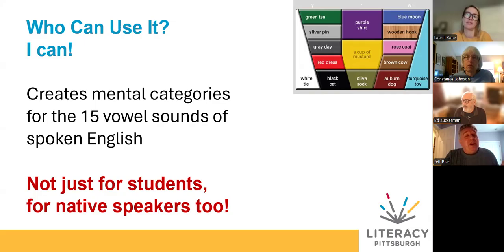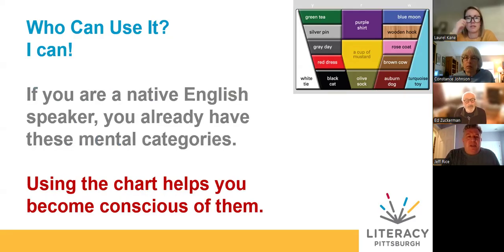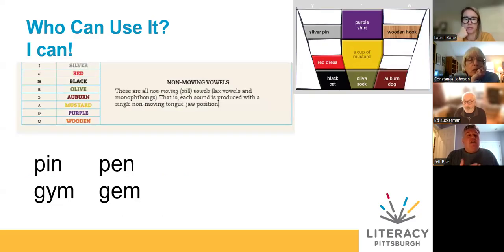And it can help you clarify maybe if there's sounds that you sometimes have trouble with, or if you have a particular accent. I'll give an example of how the chart helped me understand something that's a little bit different about the way I speak. So I often have trouble hearing the difference between the silver pin sound and the red dress sound. So I sew with a pen, I write with a pen. Those two words sound the same to me.